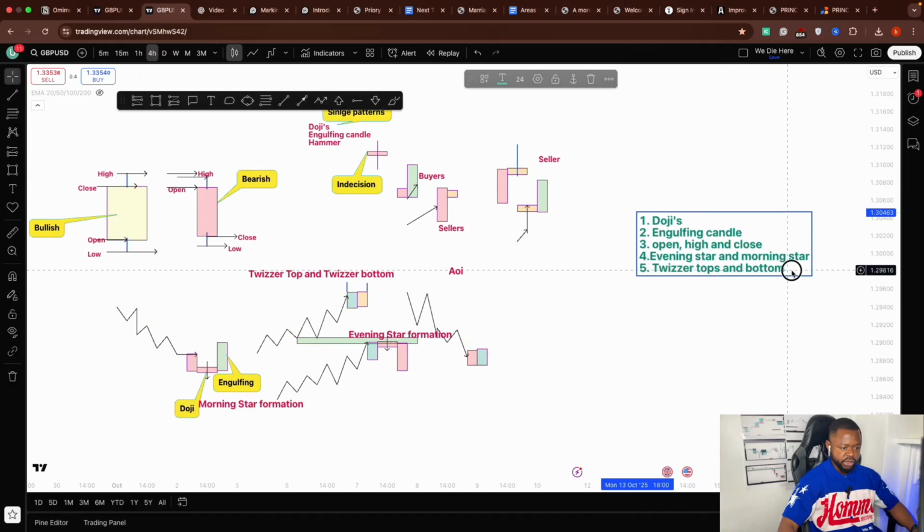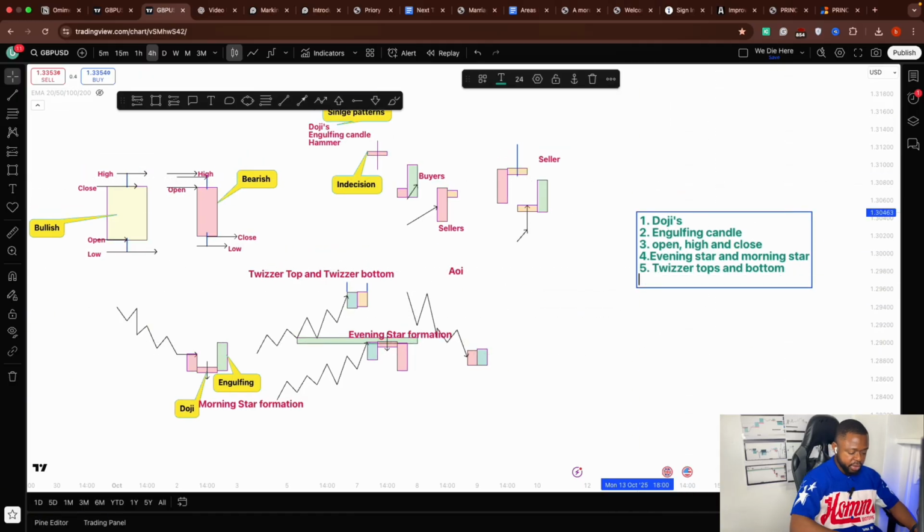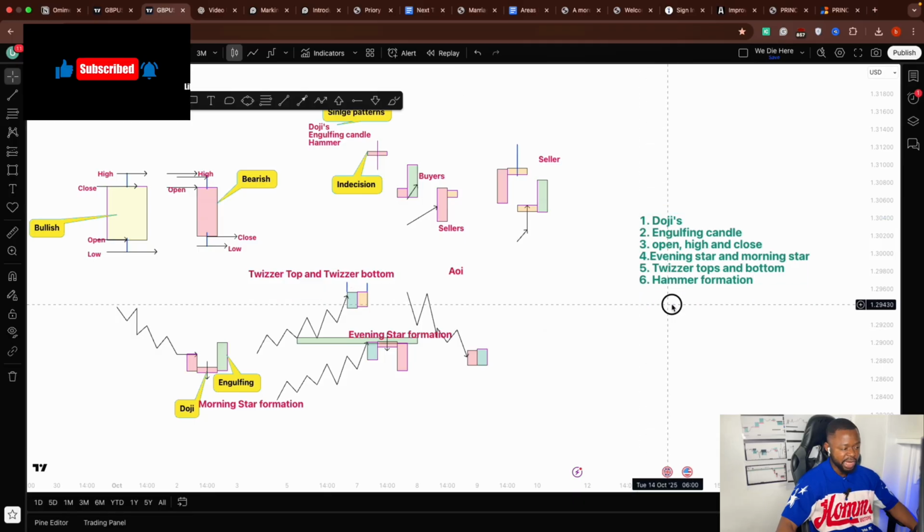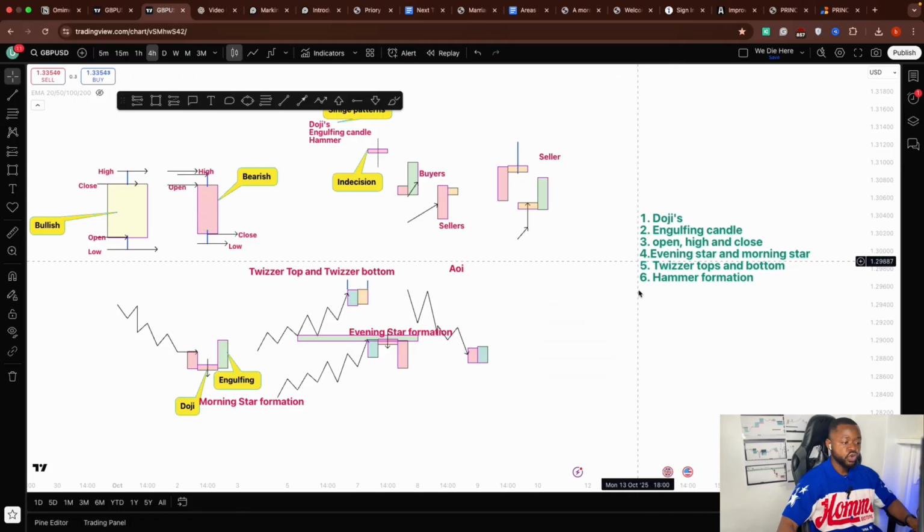We also spoke about hammer formation. So we have spoken about the dojis, engulfing candlestick, open, high, and close of every candle. We also spoke about the evening star, morning star formation. We also spoke about the tweezer tops and bottom and the hammers. If you put all of these things together, these are the most critical.